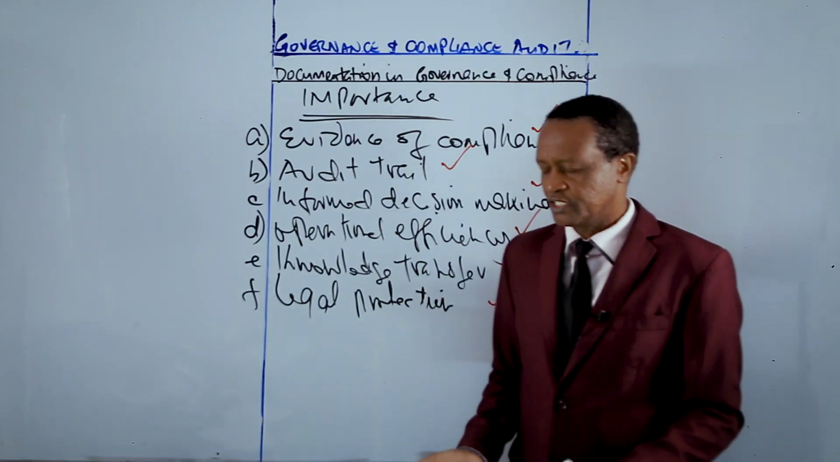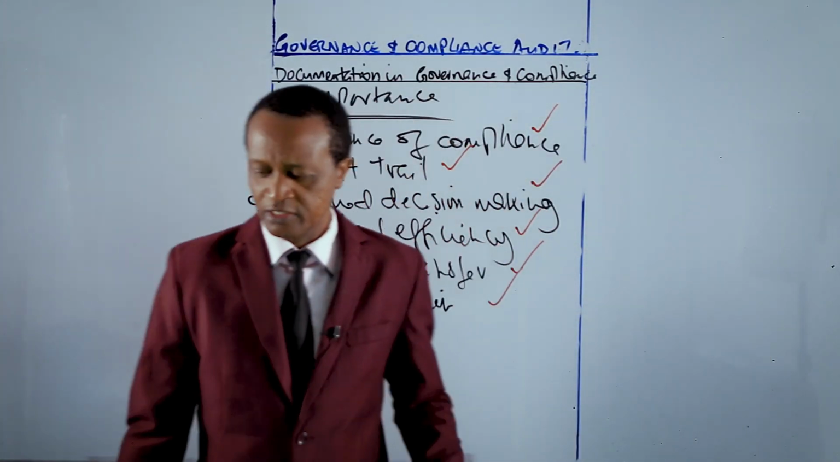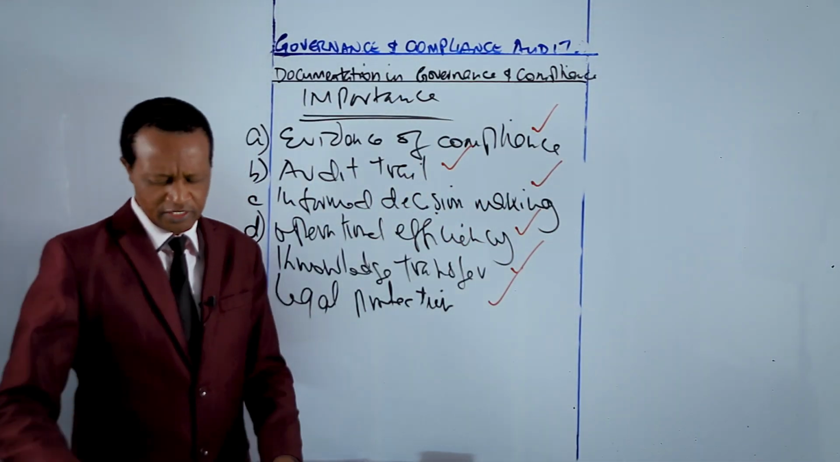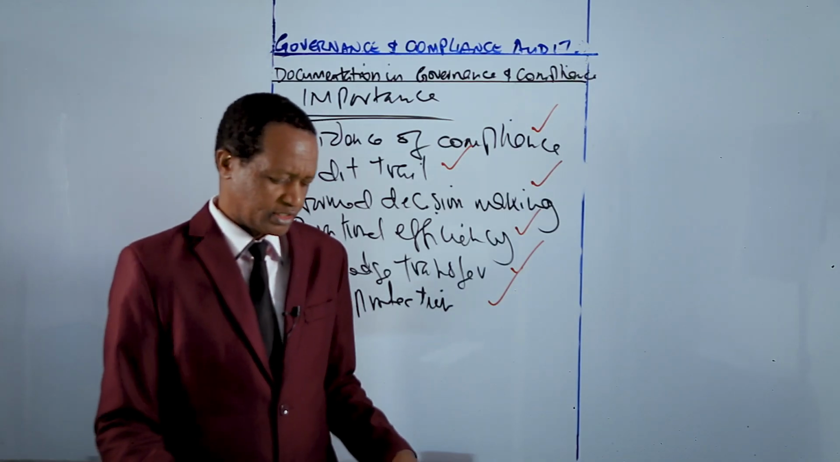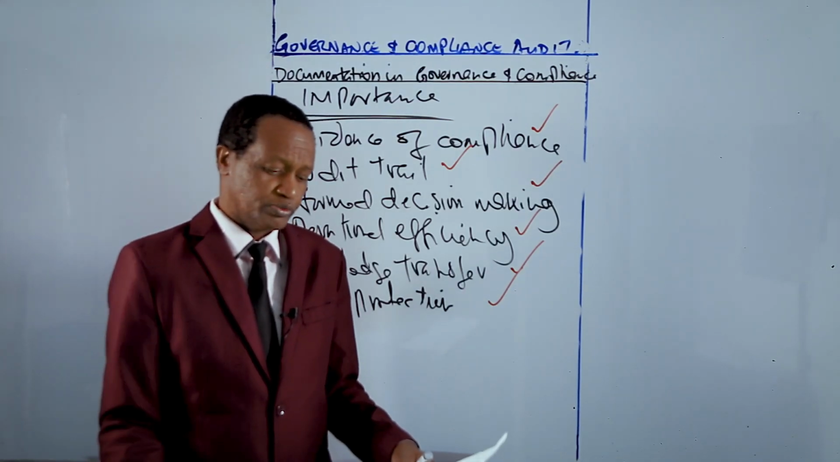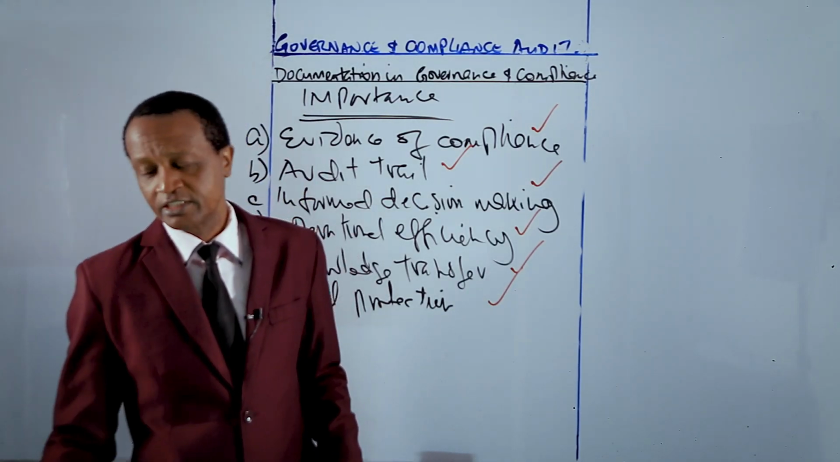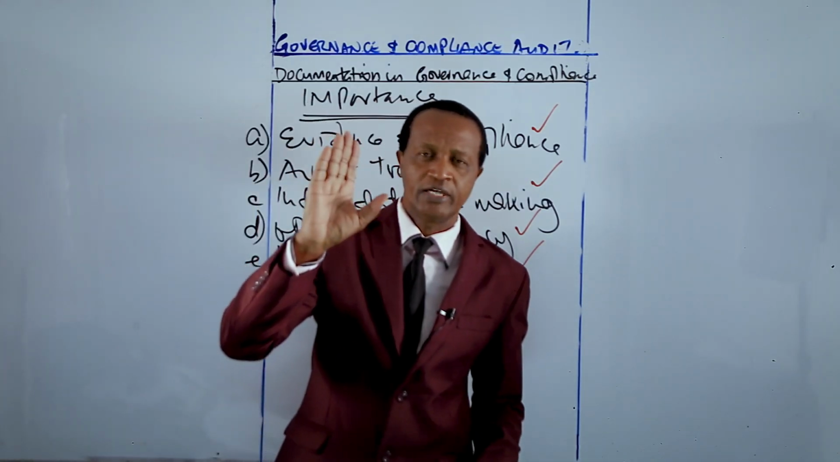So thank you for attending the lesson. This is only the first lesson in chapter number 7. There are only 2 sub-chapters. In our next session, we are going to study communication between the auditor and the client organization.